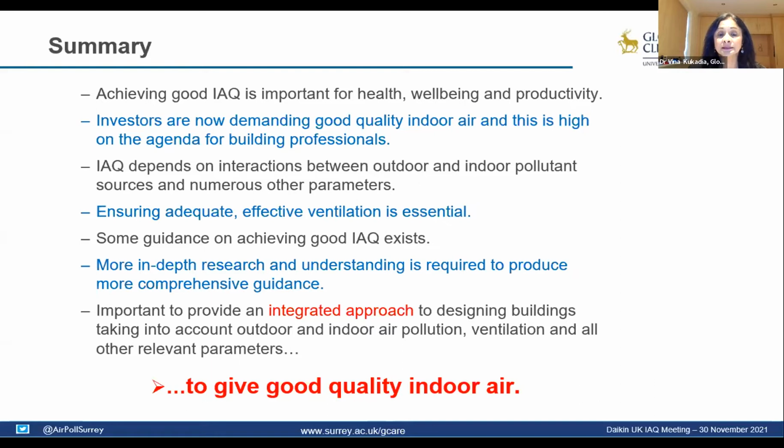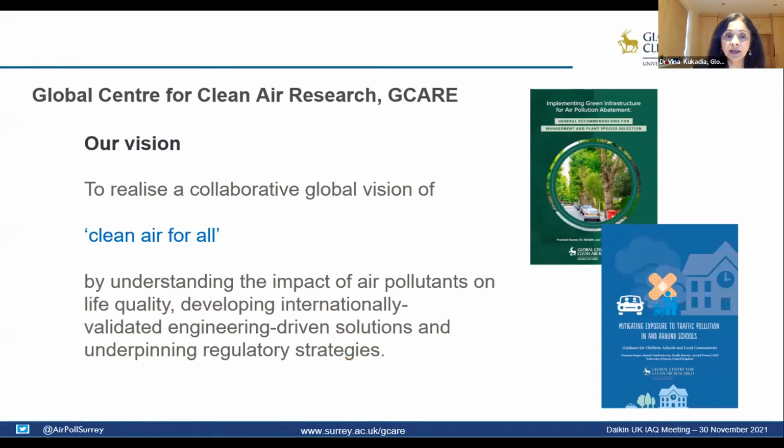Some guidance now exists. However, more in-depth research and understanding is still required, especially in terms of solutions for reducing exposure. And one of the most important things is to provide an integrated approach to designing buildings, taking all the various parameters into account to give good quality indoor air.